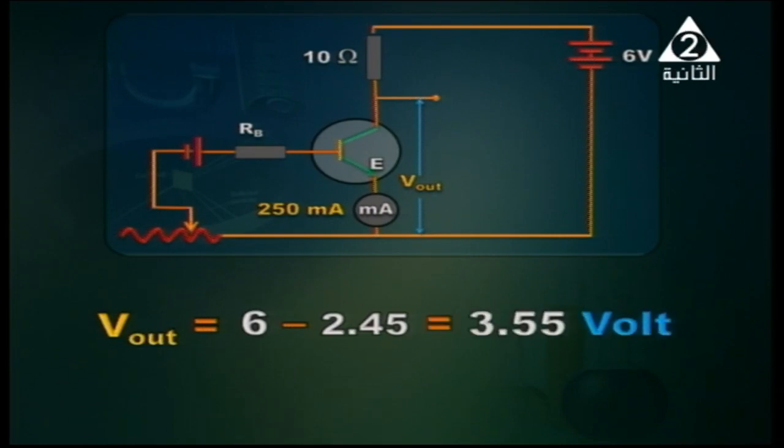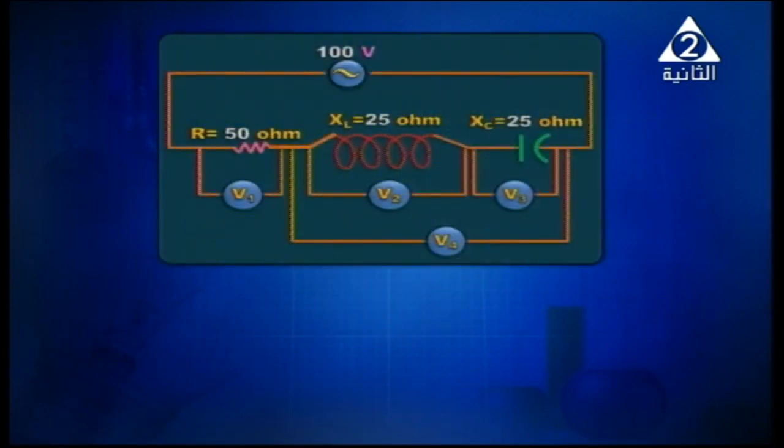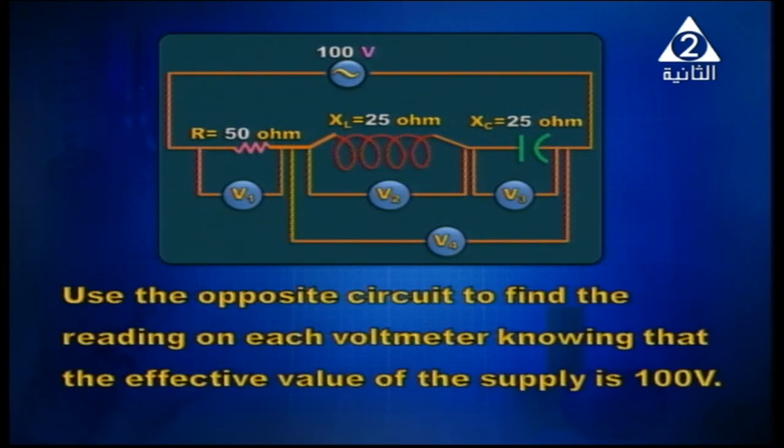it will be 3.55 volt. Use the shown circuit to find the reading on each voltmeter, knowing that the effective value of the supply is 100 volt. Your attention. On the circuit, there is V supply equals 100 volt. Resistance equals 50. Inductive reactance equals 25. Capacitive reactance equals 25. So we are in a state of resonance.